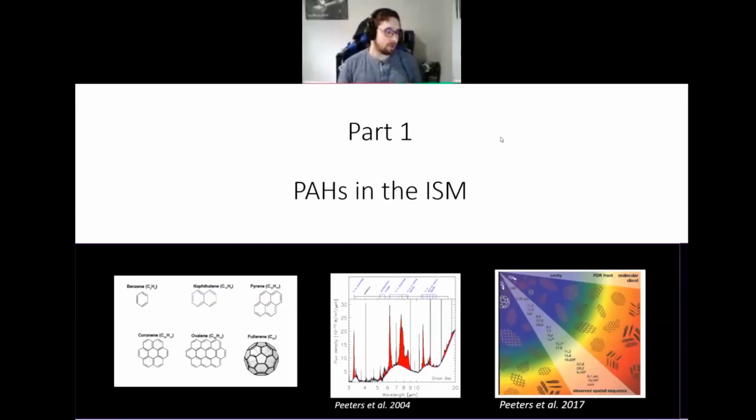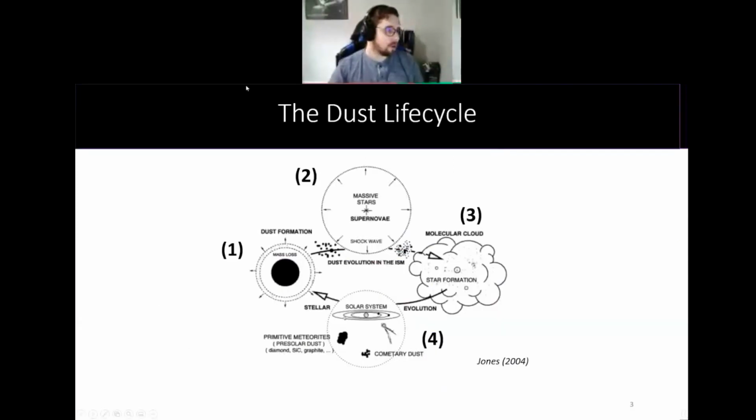So the first part, I want to give a general background about PAHs within the interstellar medium. I'll talk about the general structure, the mid-infrared emission that we attribute to PAHs, and how this emission varies spatially. So first, just a brief overview of the dust life cycle.